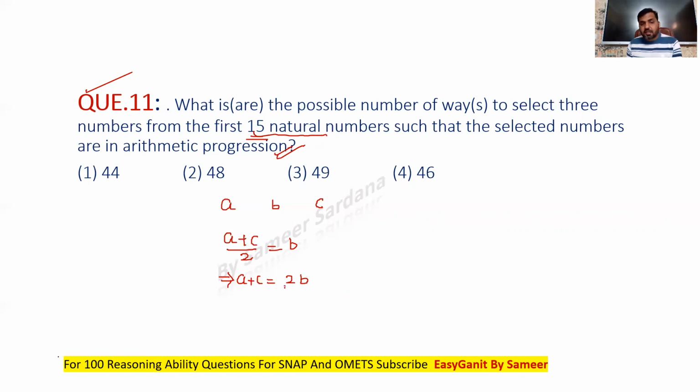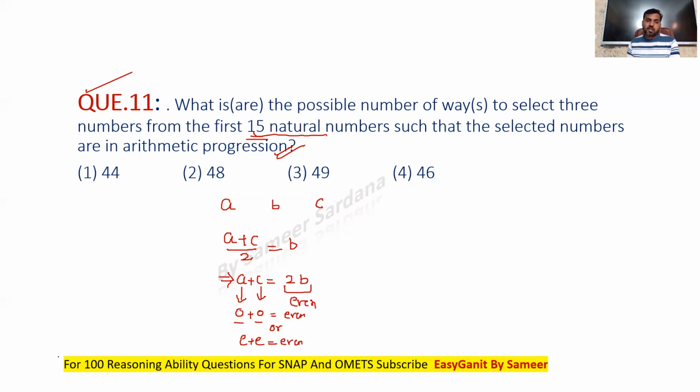Now you see that this right hand side is an even number. If this is an even number, the only possible way to get all these 3 numbers to be in arithmetic progression, I have to make sure that the summation of A and C has to be an even number. The summation of A and C can be even if both of them are odd, because odd plus odd is even, or both of them are even because even plus even is also even, right?